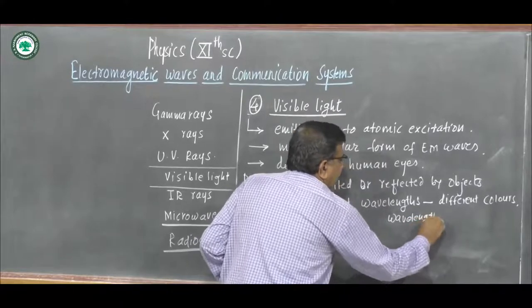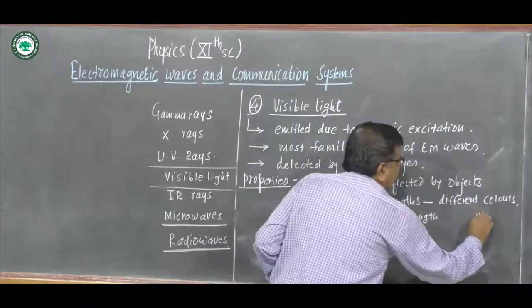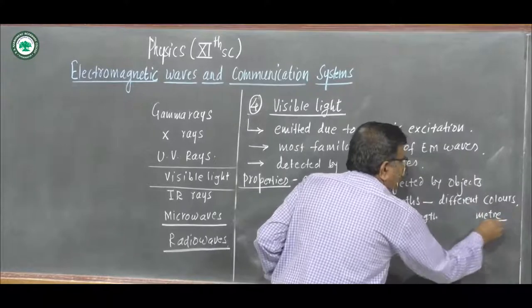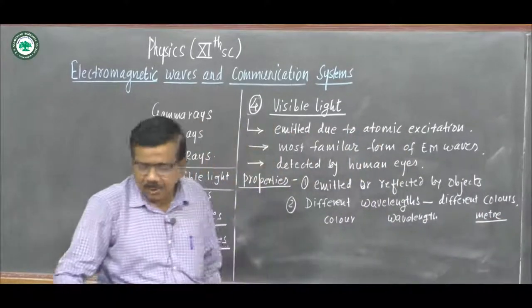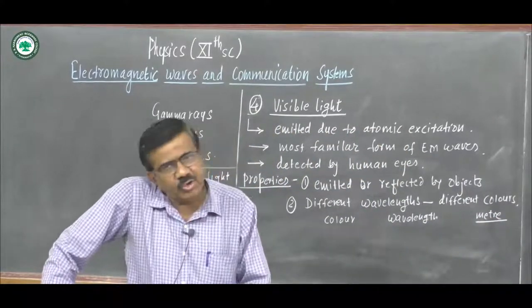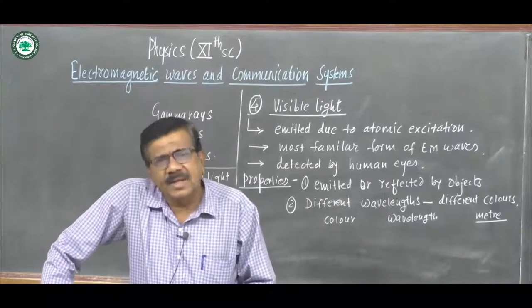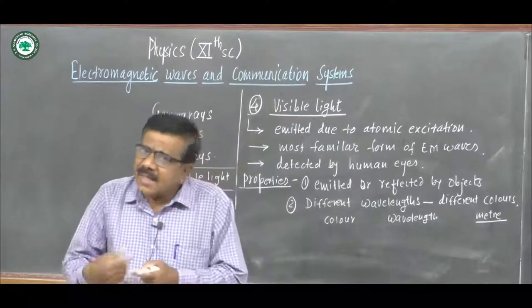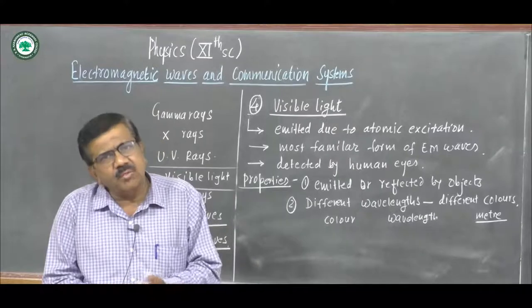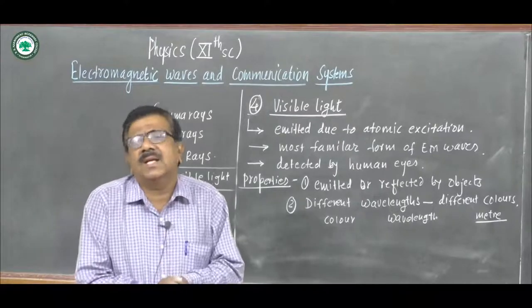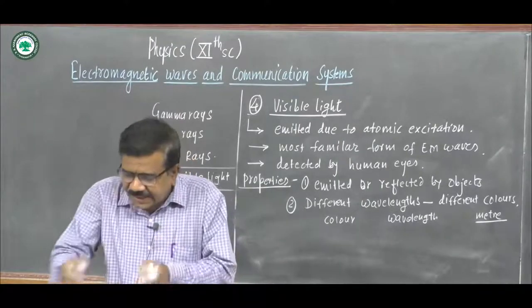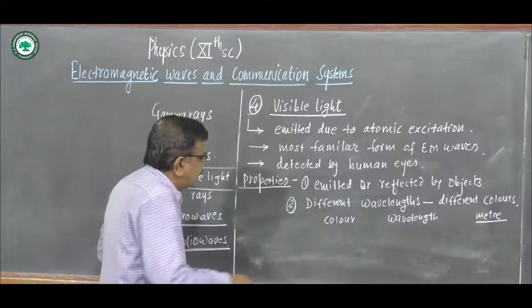We know the SI unit of wavelength is meter. Wavelength is measured in meter. Smaller units are micrometer, nanometer, angstrom unit. 1 nanometer is 10 raised to minus 9 meter. 1 micrometer is 10 raised to minus 6 meter. 1 angstrom unit is 10 raised to minus 10 meter.